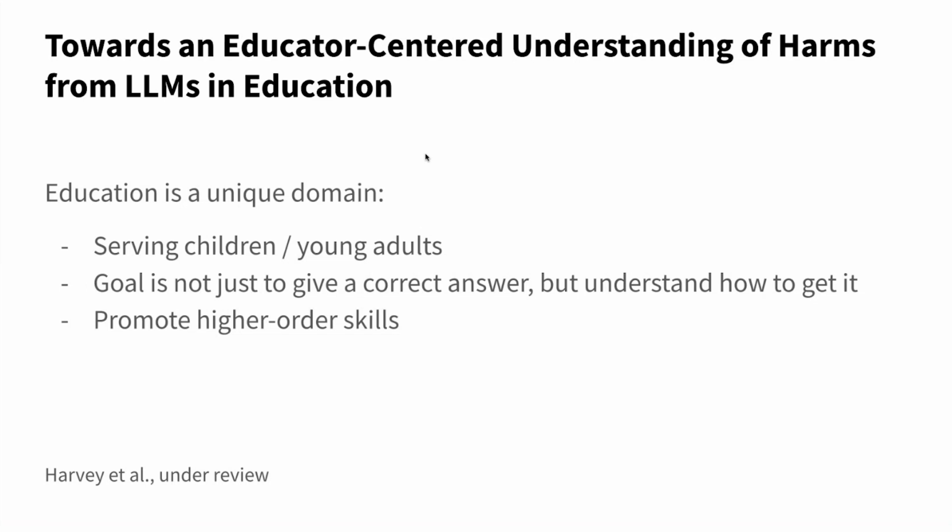Education, I noted before, is a unique domain, and in part that's because we're serving children, young adults who might be very impressionable by what they're seeing with AI. The second is that the goal is not always to give the correct answer. It's really to understand how somebody gets to the answer. My colleague Justin Reich likes to say that on the internet you answer questions, but in the classroom you question answers, right? You ask a student, well, why did you say that, right? How did you get to that conclusion? And so in education, we really try to promote higher order skills, not just give the right answer. So there's a lot of important differences when you think about LLMs in this context.